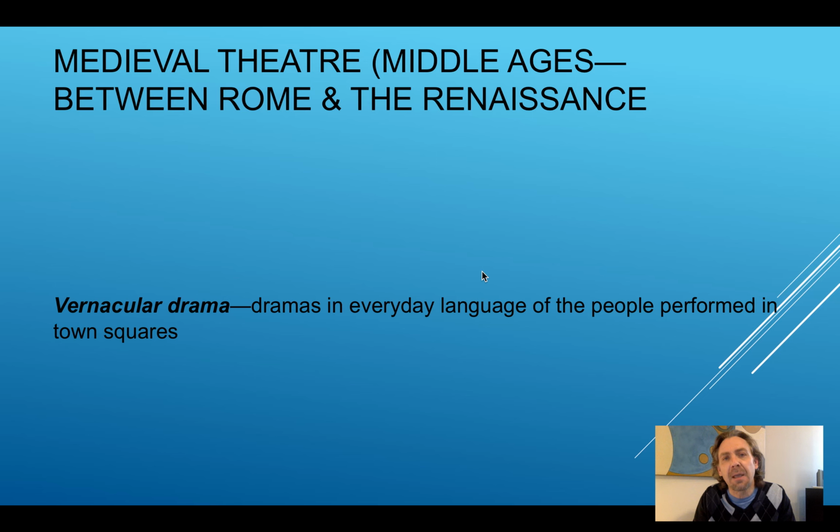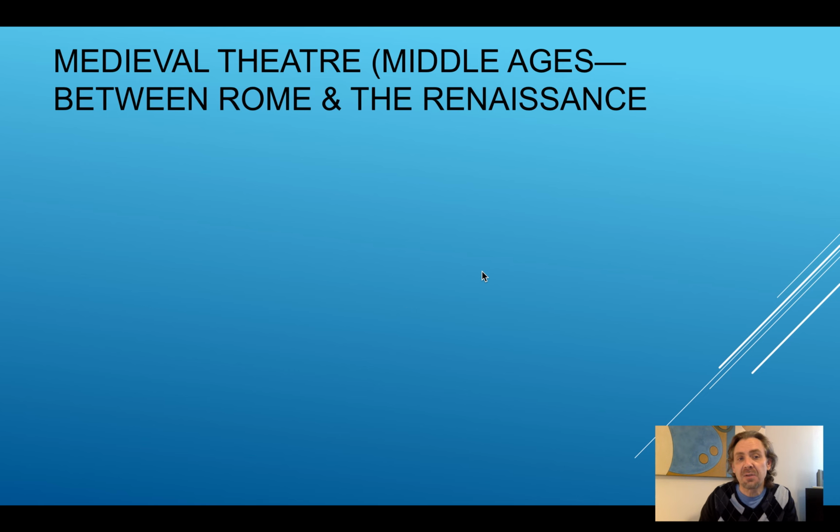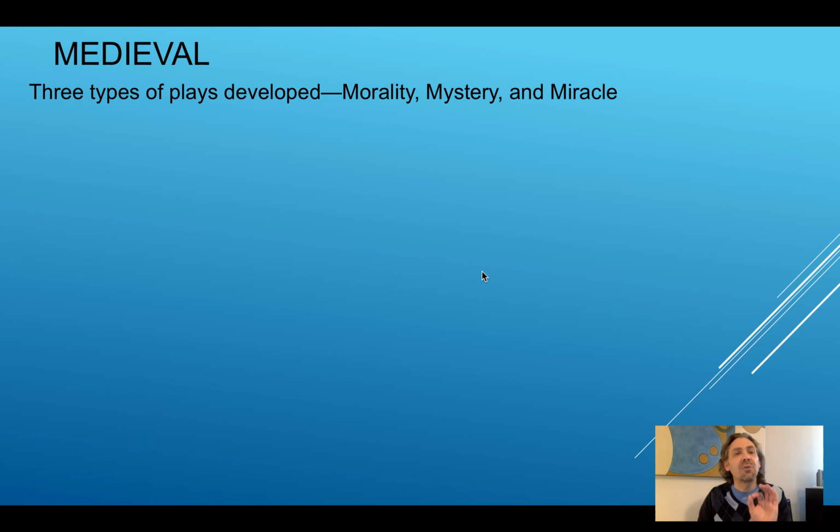Vernacular dramas then had to be developed using the everyday language of the people, and these would be performed in town squares. So you have liturgical dramas that would be performed in church during services. Vernacular dramas then would be performed in town squares in the language of the people, but they still told religious stories. There were three types then of plays that were developed during the medieval period.